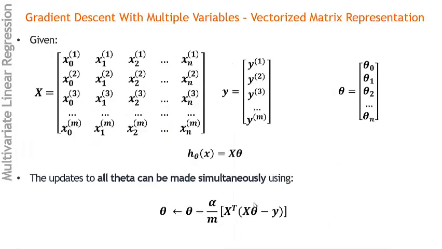Now take a good look at this equation. What's going on here? Well, you have the theta and the minus here. You have alpha over m. That looks familiar. Now, X transpose times (X theta minus y). This X theta minus y is a single column vector. That represents the difference between our predictions and the actual value. So each row will have a prediction and actual value, and this is the column vector that represents those differences.